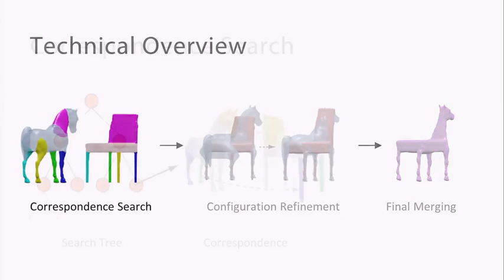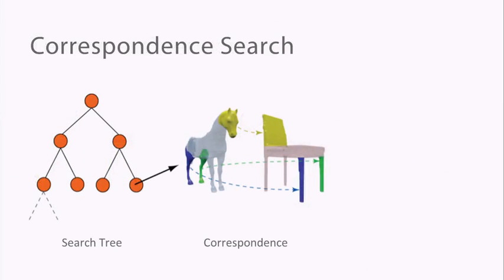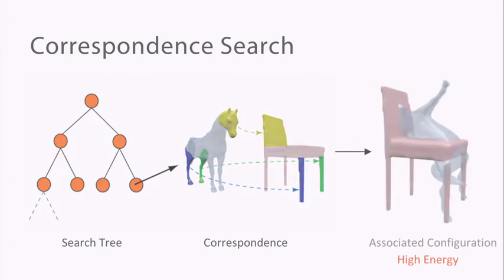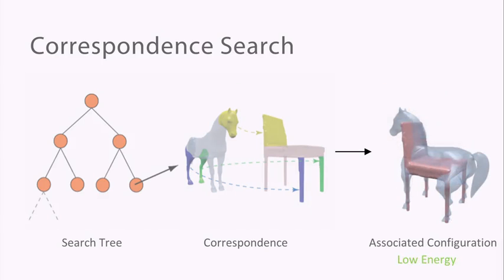So in the correspondence search, we conduct a tree-based search across the space of possible partial correspondences between the parts of the two shapes. And each partial correspondence is associated with a configuration, in which the two parts are in the same place. And we take the configuration with lowest energy. So hopefully we get something like this.